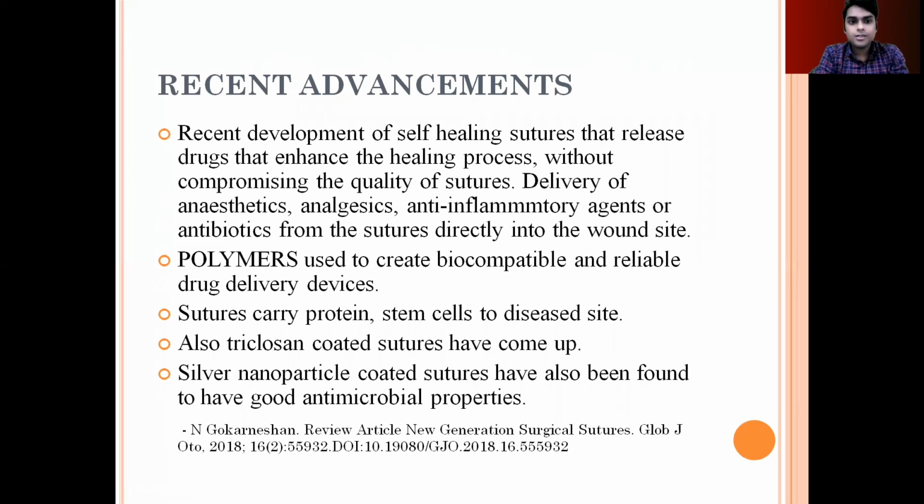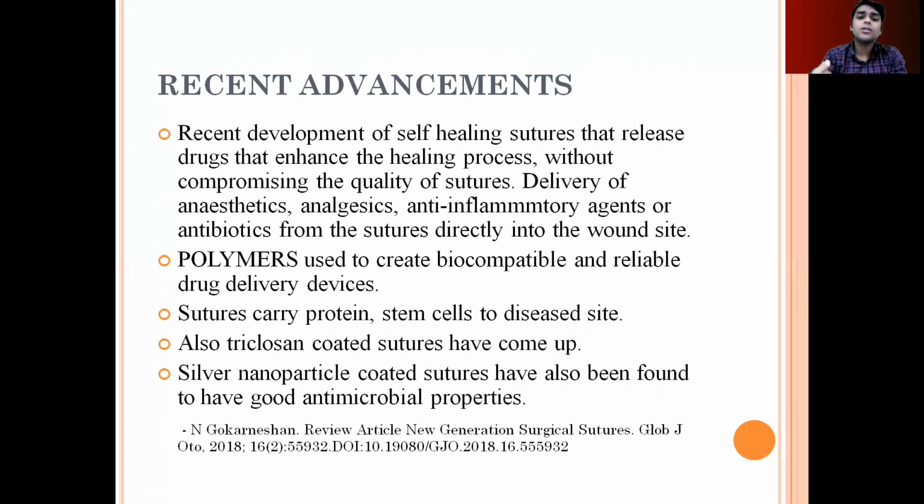Recent advancements. Recent development of self-healing sutures that release drugs that enhance the healing process without interfering with the properties of suture like the tensile strength have come up. Delivery of anesthetics, analgesics, anti-inflammatory agents, or antibiotics from the sutures directly into the wound site has been seen. Polymers used to create biocompatible and reliable drug delivery devices have also come up. Sutures may also carry protein and stem cells to the disease site.